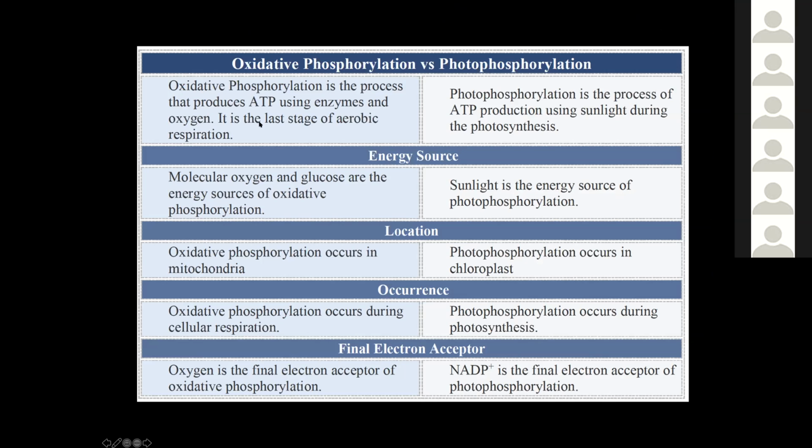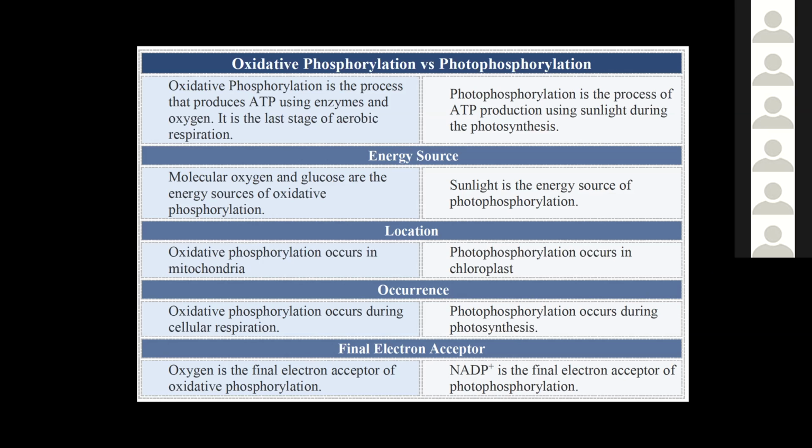So this is a chart comparing oxidative phosphorylation and photophosphorylation. And I find this quite useful in understanding the similarities and the differences between them. Oxidative phosphorylation produces ATP using enzymes and oxygen. It's the last stage of aerobic respiration. Whereas photophosphorylation is the process of ATP production starting with sunlight. Photophosphorylation turns sunlight into chemical energy.